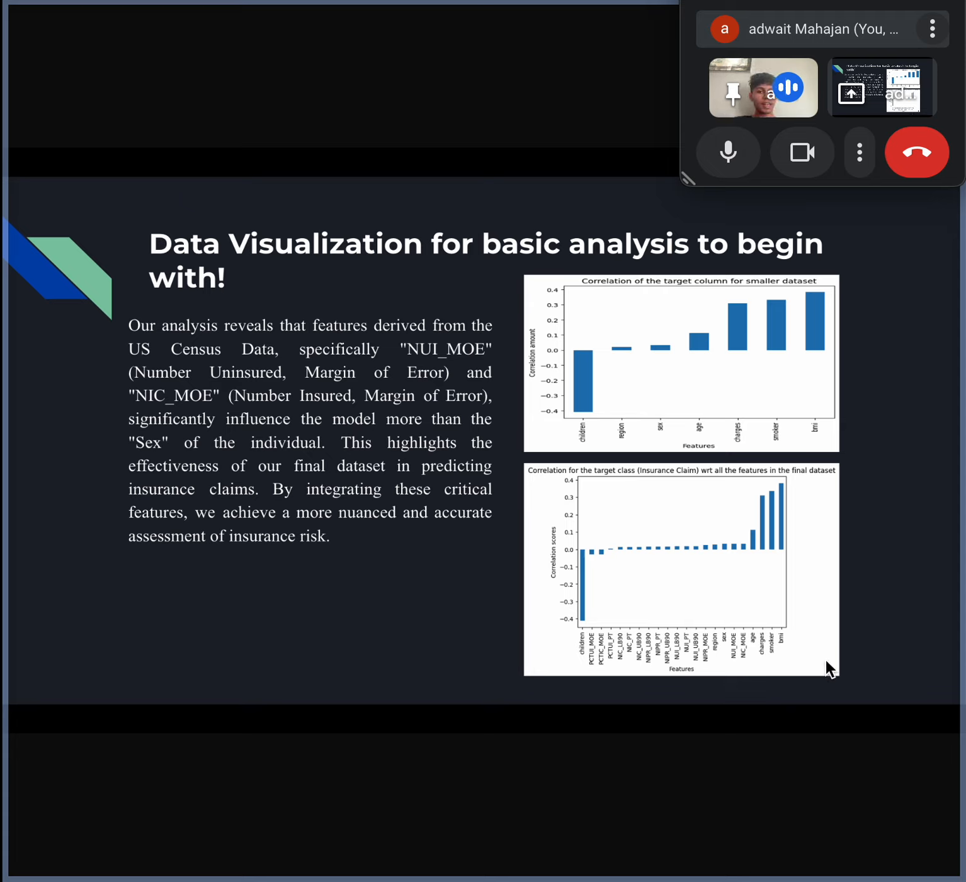If you pay close attention, the analysis reveals that features derived from the US Census data, specifically the number of uninsured people and its margin of error, and the number of insured people and its margin of error, are significantly more influential in the model as compared to the sex of the individual. This highlights the effectiveness of the final dataset in predicting insurance claims. And by using these features, we assured that the dataset is robust enough to be used in real world scenarios and cases.